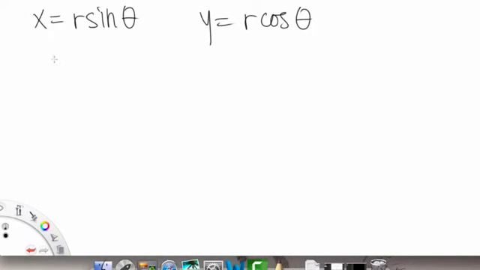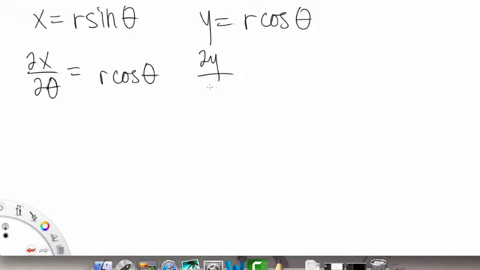Okay, so I'll refresh your memory. We have x equal to r sine theta, and y is equal to r cosine theta. Now what we're going to do is find the partial of x with respect to theta, because theta is the variable we want to get to. If we do that, then r is a constant, right? So we just have r cosine theta, okay? And then partial of y with respect to theta is simply going to be negative r sine theta, okay? So now we know all of our partials, right?